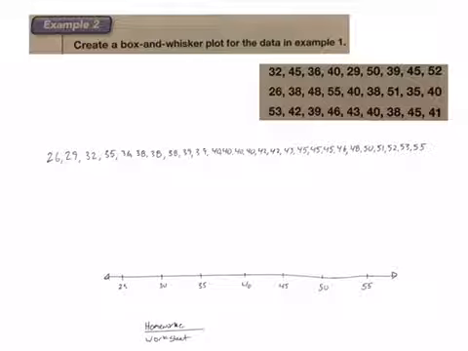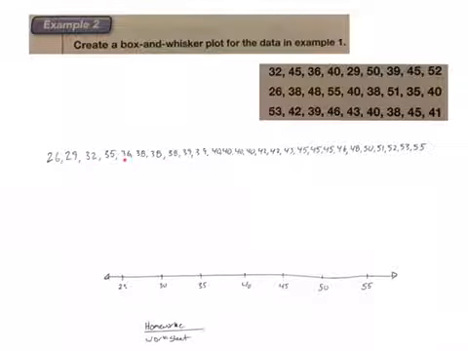So it says create a box and whisker plot for the data in example 1. Here's the box and whisker plot. And thankfully for you, I took some time and went ahead and arranged them from smallest to largest. Now, since there's 27 pieces of data, 3 tall and 9 wide, the middle number is going to be, well, let's see, half of 27 is going to be 13, the 14th one.